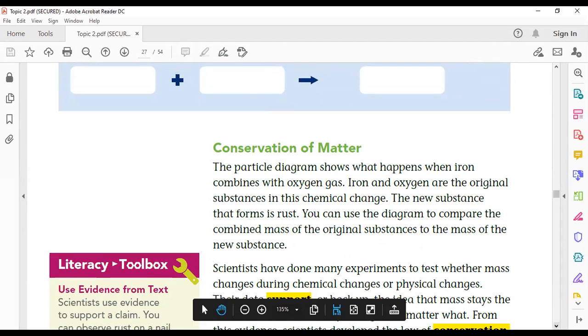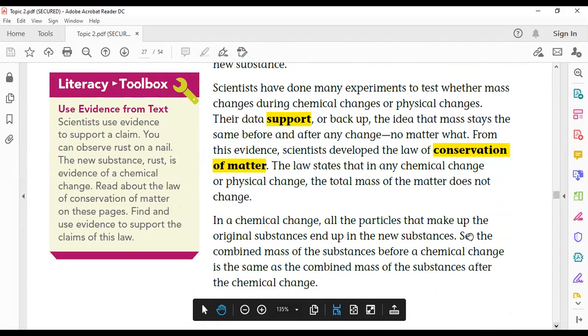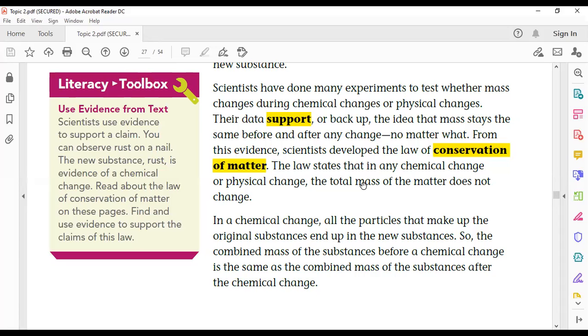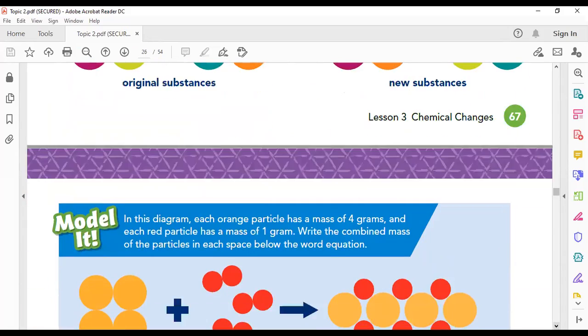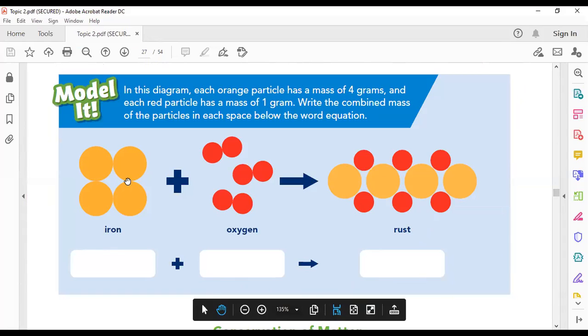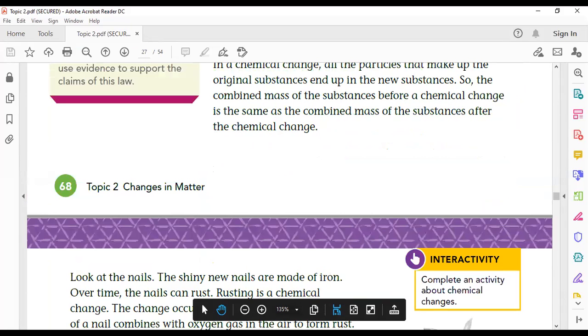The law of conservation of matter states that in any chemical change or physical change, the total mass of the matter does not change. So here, for example, the total mass of substances of iron and oxygen before the change is 22 grams. Rust, the new substance, has the same mass, 22 grams. Okay, this is the meaning of the law of conservation of mass.